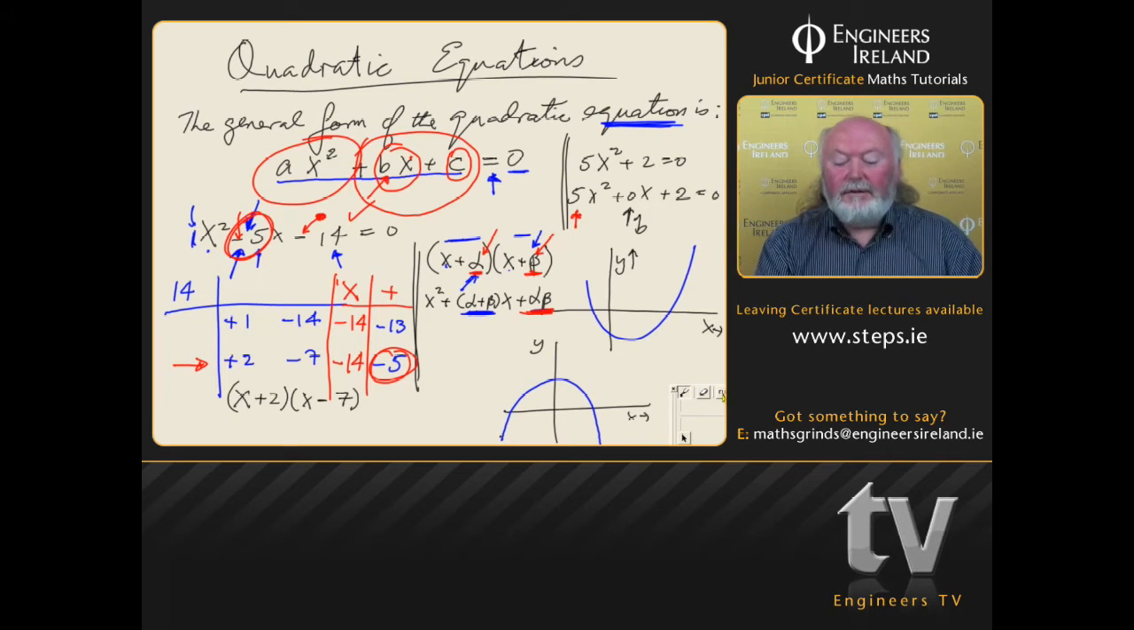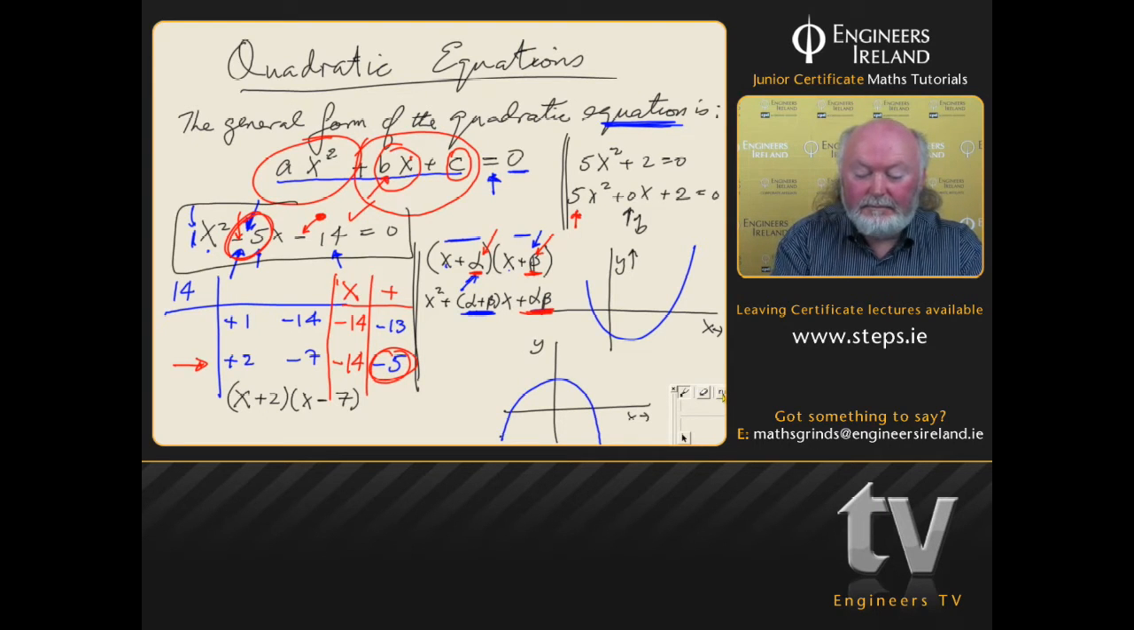What we're now saying is that that is exactly the same as this equation here. And we want to find out the values that solve that equation. We can now say that implies x plus 2 equals nothing, or x minus 7 equals nothing, which means x equals minus 2 or x equals 7.